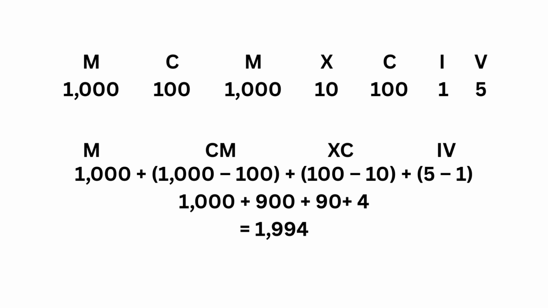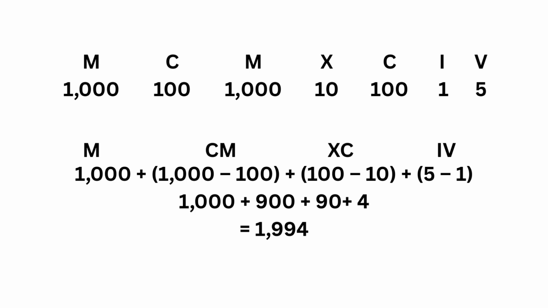The next numeral there is C. C comes before a larger numeral M, so we are going to subtract C from M, which is 1000 minus 100. The next numerals we have are X and C. X is smaller than C, but since it comes before C, we are going to subtract X from C. That is 100 minus 10.